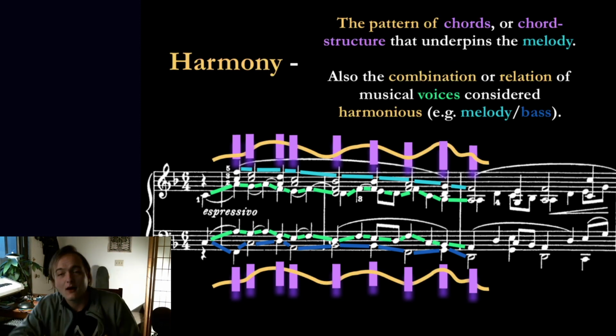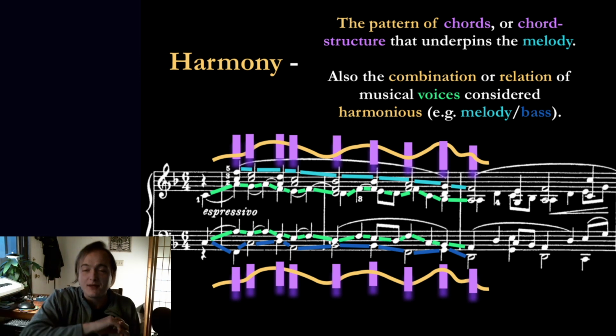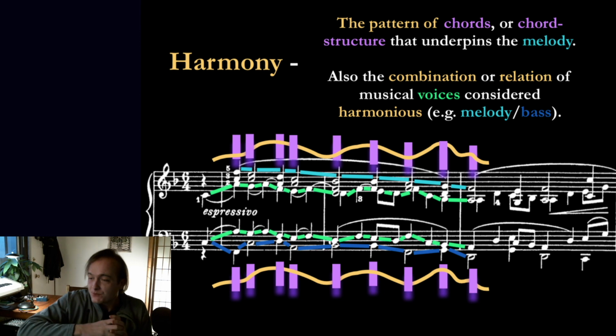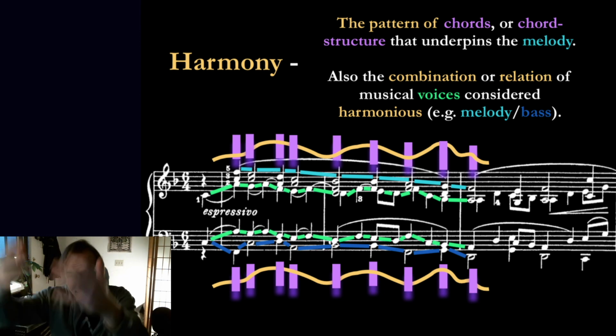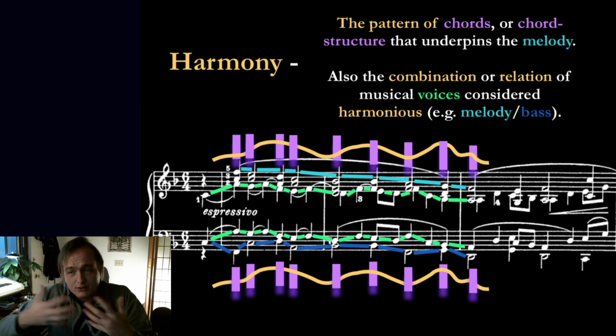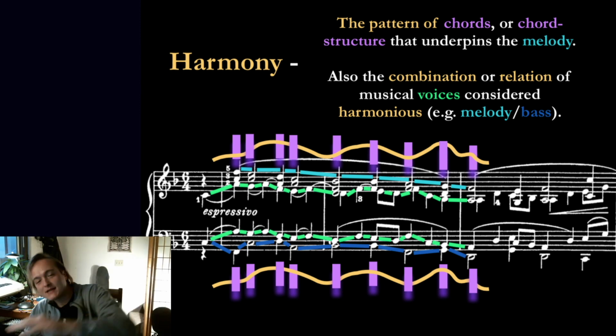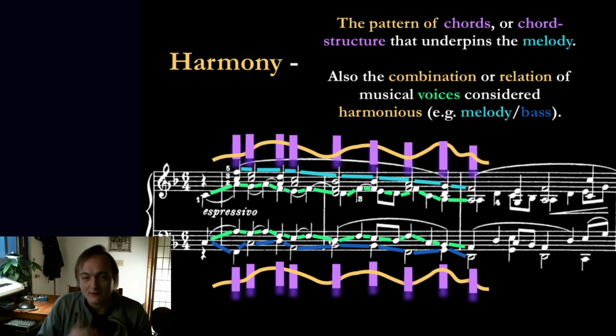And this creates harmony. That is the very pattern of chords, or the way that the chords string together. Also, it is the harmonious combination of relationships between the voices. So it's really important to notice here that harmony is the result of both the vertical chords that go up and down, and also the horizontal lines that form those chords.